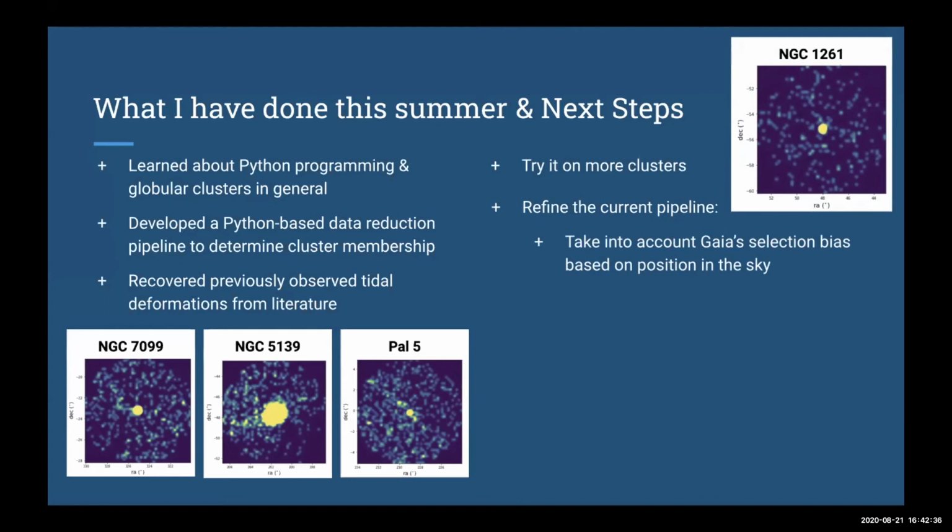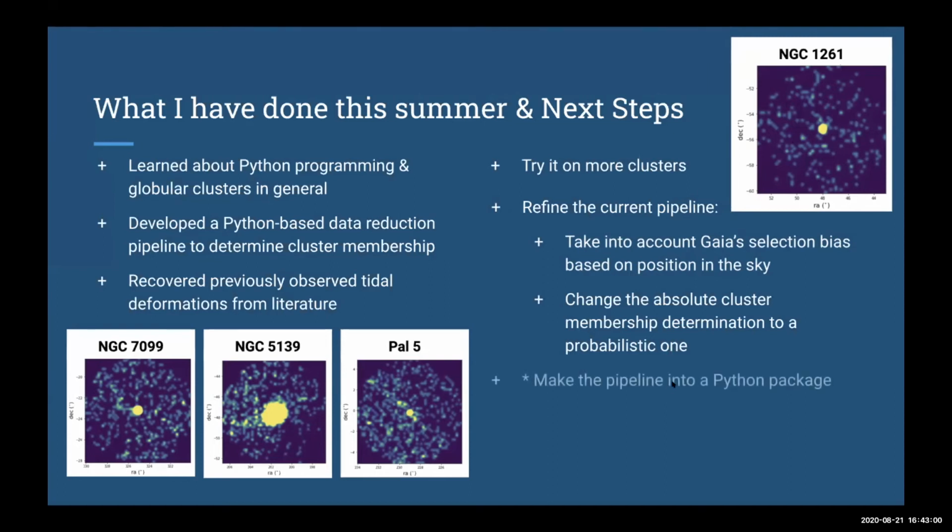I plan to take into account Gaia's selection bias based on the position in the sky, and also change the absolute cluster membership determination to a probabilistic one. I was doing a straight cut in, for example, the astrometric and the photometric filters. But hopefully these two efforts will make the plot in the end a lot smoother. And then on the software side, I plan to make this pipeline into a Python package so that astronomers can use it more readily to identify tidal tails or tidal deformations in clusters that they want to study.